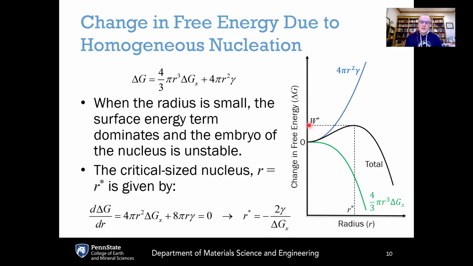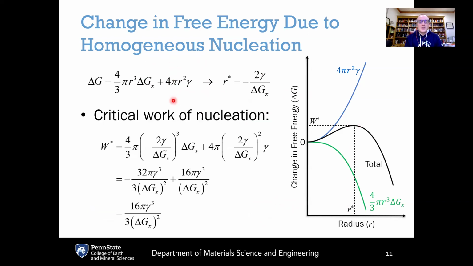In order to get W star, this work associated with forming a radius of critical size, we just take this value of R star here and we plug it back into our initial equation for delta G and then solve for what the delta G is, and that gives us W star. So we take this value of R star, stick it in for this R cubed term, stick it in for this R squared term, and simplify from there. So that's exactly what we're doing here.